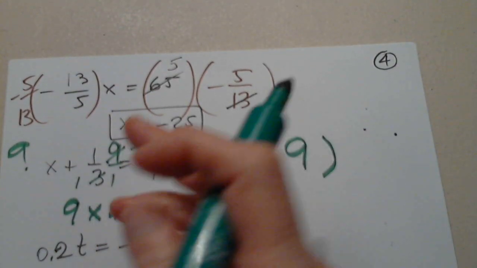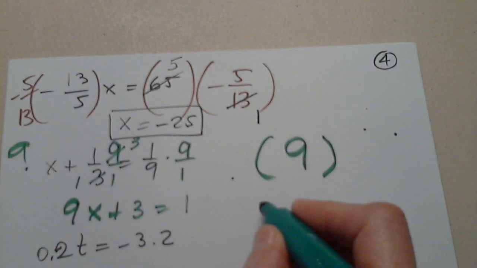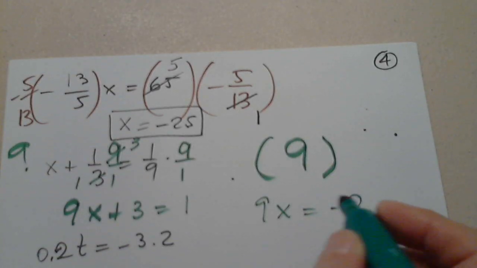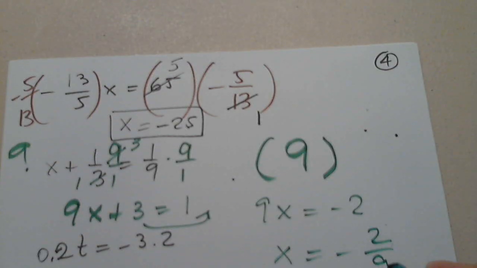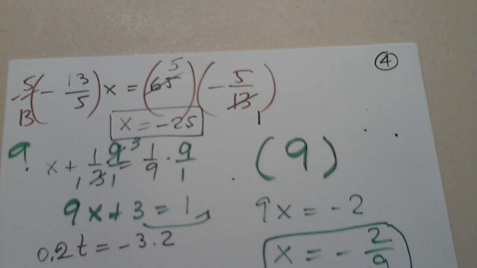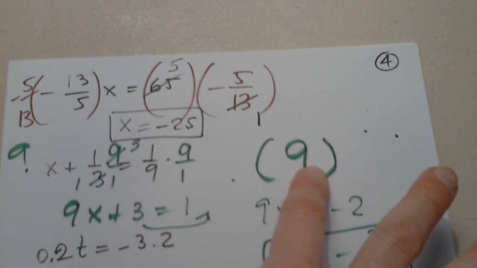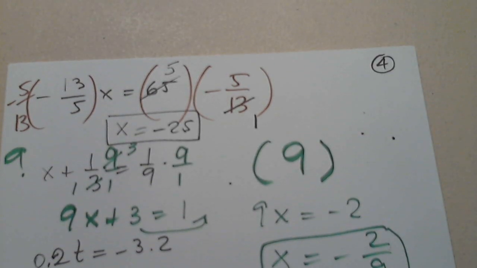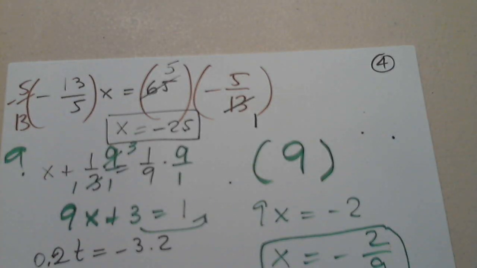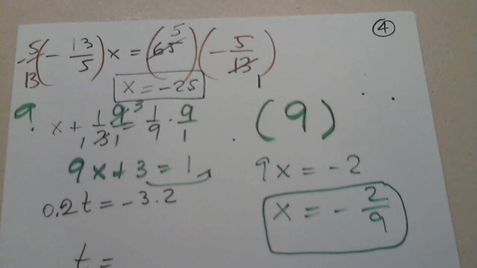Now I move 3, although we could have moved 1/3 to the other side from the beginning. So now I have 9x equals -2 because I have to move 3 to the other side. And when I divide, I get -2 over 9. Nothing wrong with moving 1/3, but still multiplying everything by 9 afterwards. Good. What about the last one? What will you do here to find t or get t by itself?